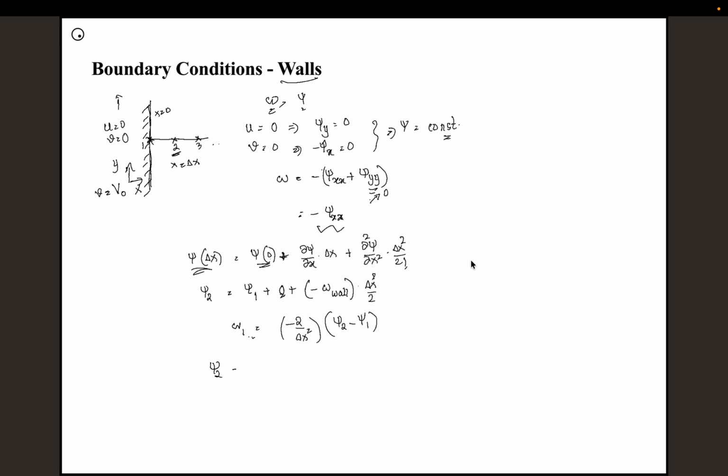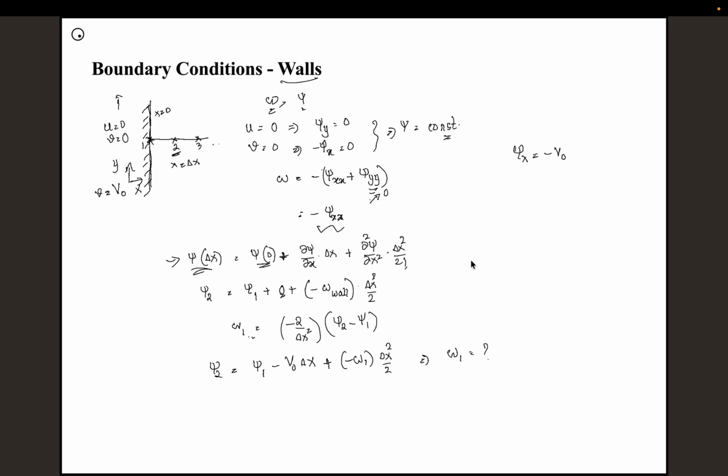So psi x is minus v naught at the wall. We'll have minus v naught times delta x, plus minus omega 1 times delta x square by 2. So from this we can get an equation for omega 1. That is straightforward, but you have to do this for each and every point, and depending on the orientation, etc., this will keep changing. But the idea is straightforward.